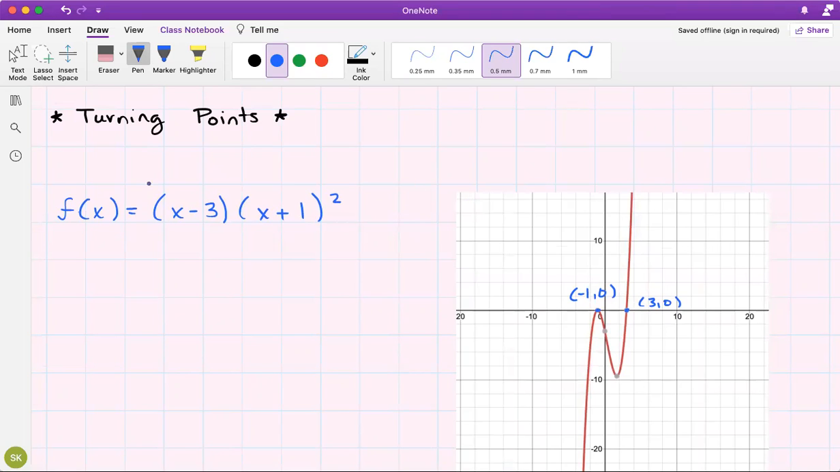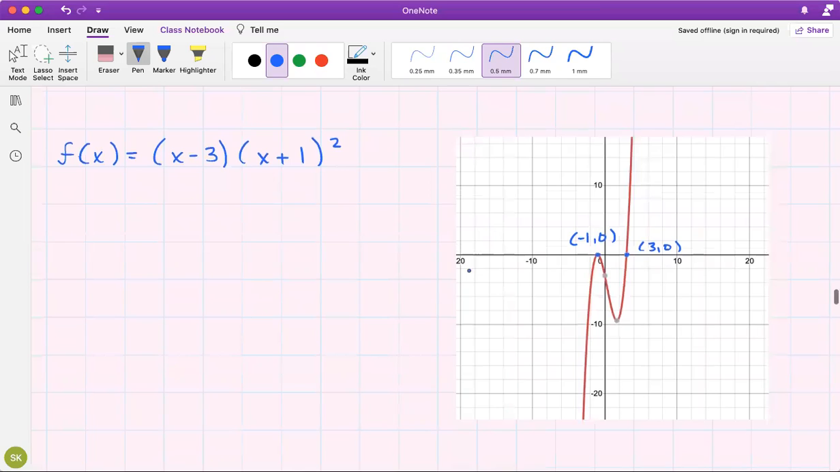Here I have a function, f of x is equal to x minus 3 times x plus 1 squared. On the right, I have the graph of the function. I used some graphing software to graph this. I want to talk about some things about this graph, what we notice about the graph, and how it relates to this equation here.